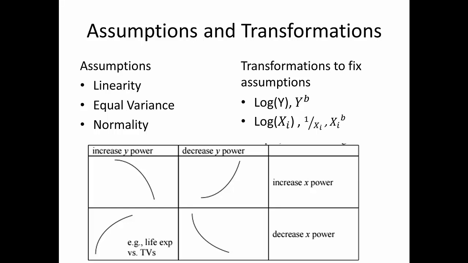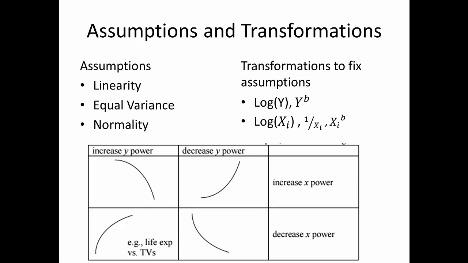After the variables have been selected, we must then check if the assumptions are met. The assumptions of multiple linear regression are linearity, equivariance, and normality. If the assumptions are not met, then we can explore various transformations to help our model meet the assumptions. Transformations can take many forms. Some of the common ones are shown here.